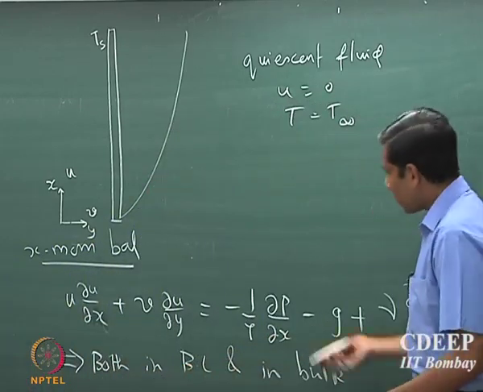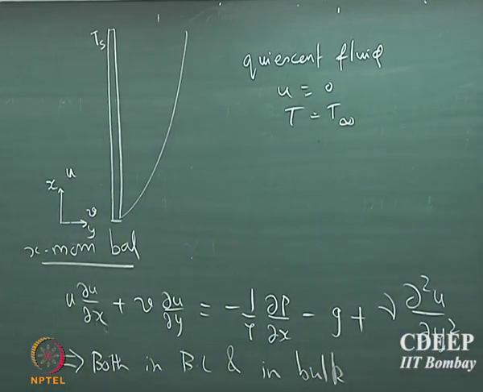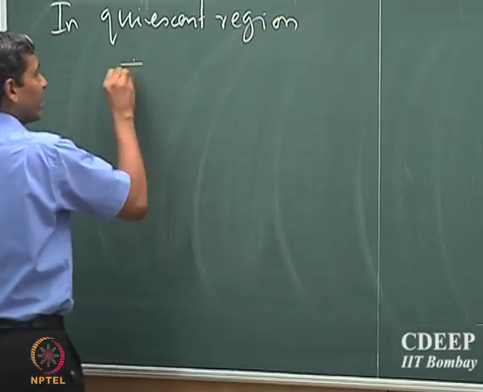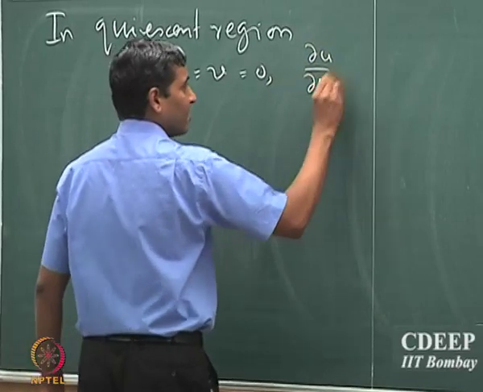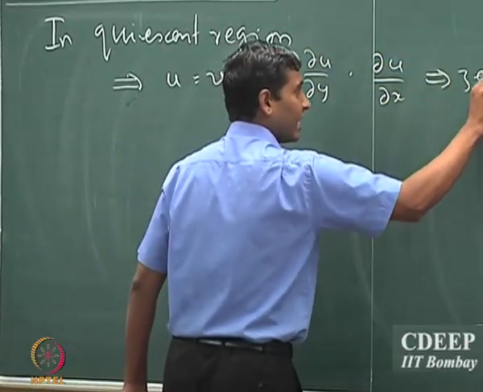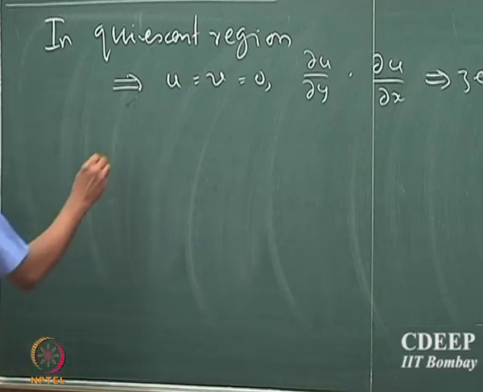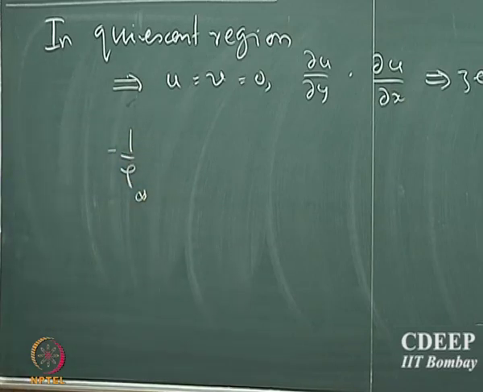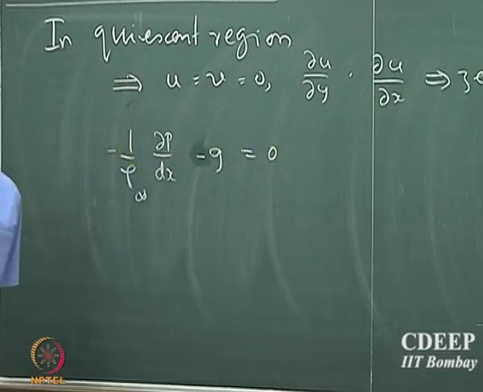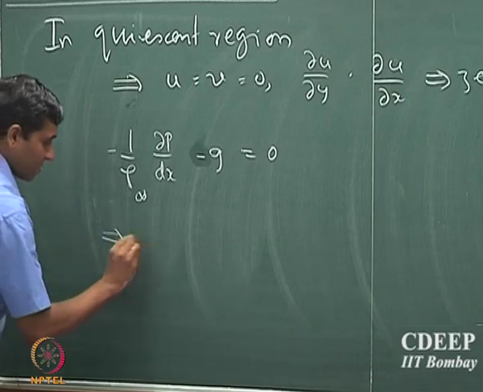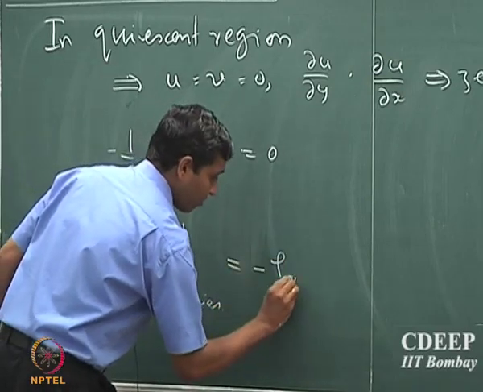Okay. So, now if I look at the equation in the bulk, we know that u and v are 0, the velocities are 0, and not just that, all the gradients are 0 in the bulk stream. In the quiescent region, u and v are 0 because the fluid is not moving, and also du by dy, du by dx, they are also 0. All the gradients are negligible in the quiescent region. So, therefore, the x momentum balance simply reduces to minus 1 by rho infinity, where rho infinity is the density of the fluid in the quiescent region, dp by dx minus g equal to 0. Okay. So, from here you can say that dp by dx in the quiescent region should be equal to minus rho infinity into g.